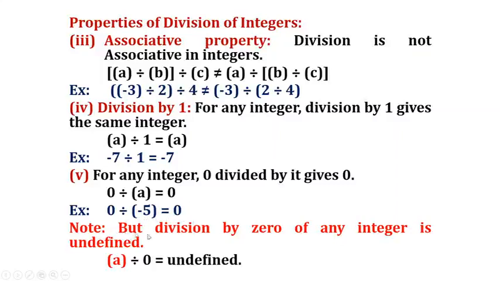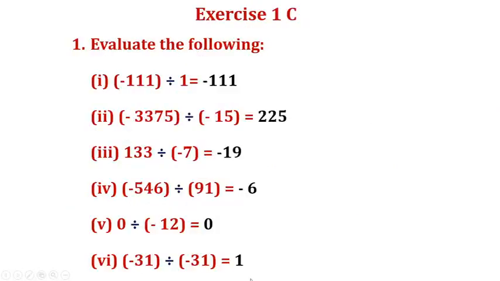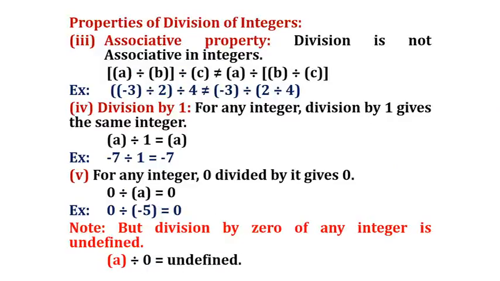But note here, division by 0 of any integer is undefined. You cannot divide any integer with 0. This is an undefined value. A divided by 0 is undefined, but you can divide 0 with a. You can divide 0 by a, and you cannot divide a by 0. This is undefined, so you have to remember this. So these are the properties of divisions.